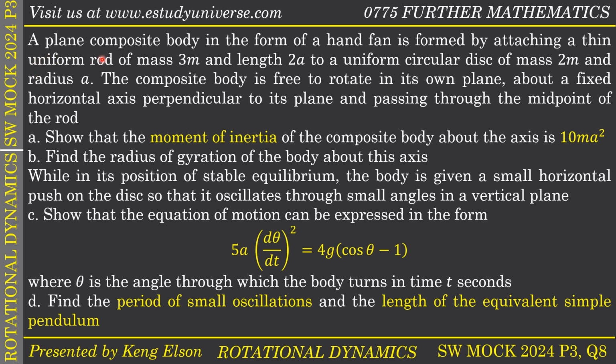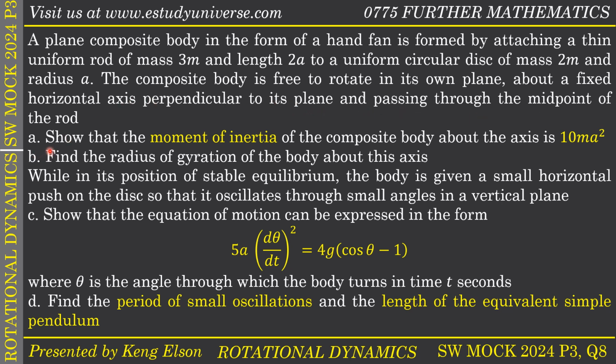A plain composite body in the form of a hand fan is formed by attaching a thin uniform rod of mass 3m and length 2a to a uniform circular disc of mass 2m and radius a. The composite body is free to rotate in its own plane about a fixed horizontal axis perpendicular to its plane and passing through the midpoint of the rod.